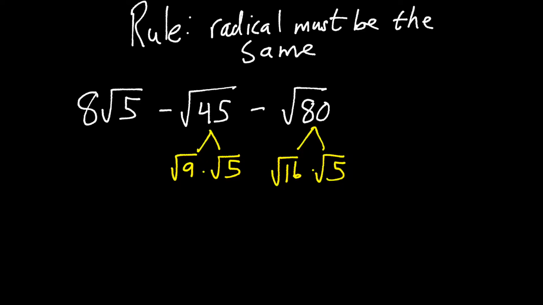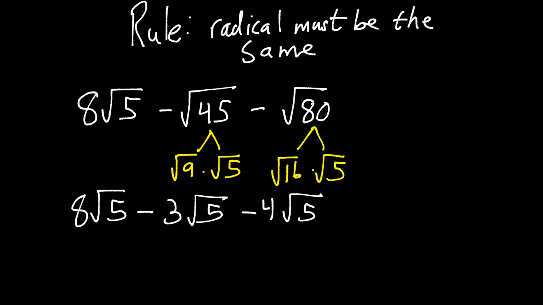That means my problem is going to become 8 square root 5 minus, square root of 9 is 3, times the square root of 5. I have to leave square root of 5 as it is because it's not a perfect square. Square root of 16 is 4, so minus 4 times the square root of 5. And now everything has that square root of 5. 8 minus 3 is 5. 5 minus 4 is 1. So our answer ends up being 1 times the square root of 5, or just square root of 5. So there you have it, adding and subtracting radicals.